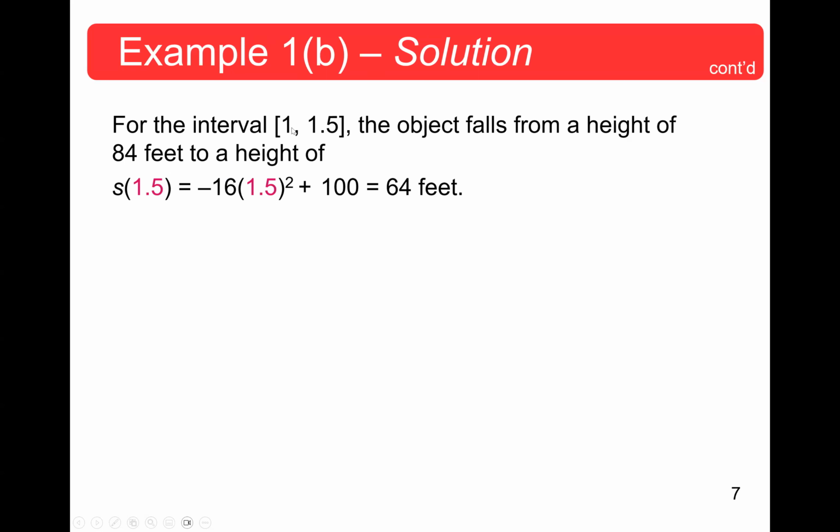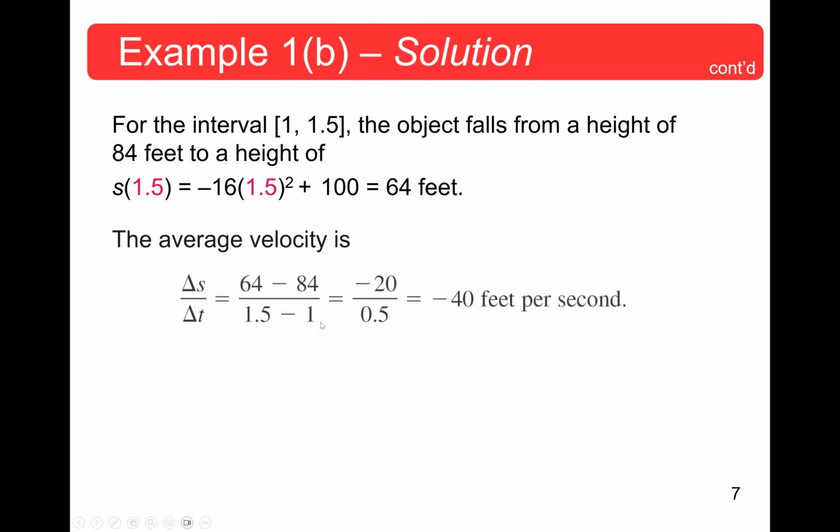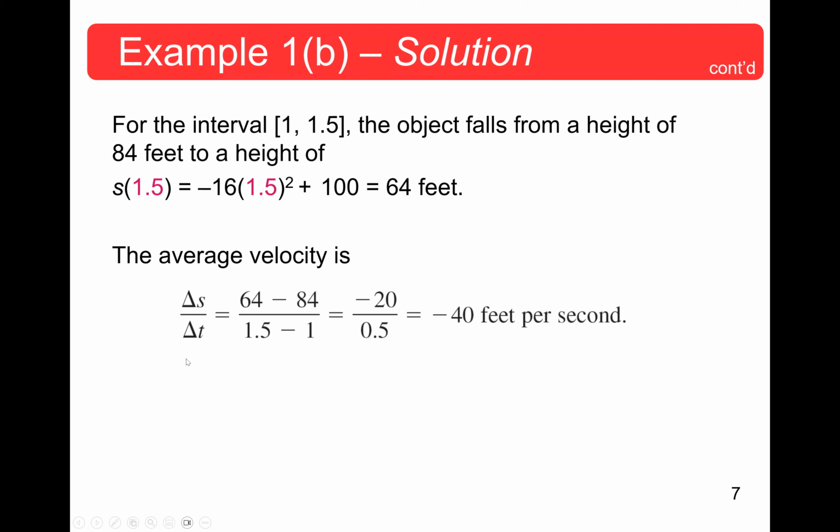Now next, we have the interval between 1 and 1.5. We already know 1 is 84 feet. So we can find 1.5, which will give us negative 16 times 1.5 squared plus 100. That gives us 64. So here we can find the ds over dt, which is the average velocity. It will be 64 minus 84 over 1.5 minus 1. We get 64 when we use 1.5, and we get 84 when we use 1. And that will give us negative 40 feet per second.